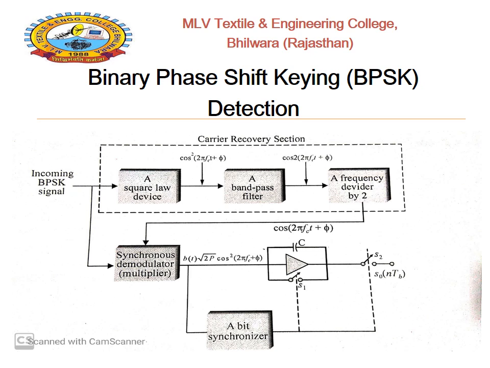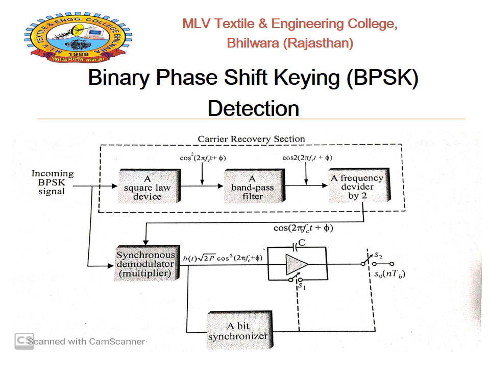Okay, next it passes through a frequency divider by 2. So the frequency component will be divided by 2. So the final expression after the frequency divider by 2 section will be cos(2πfct + φ), which is given to the synchronous demodulator or multiplier.